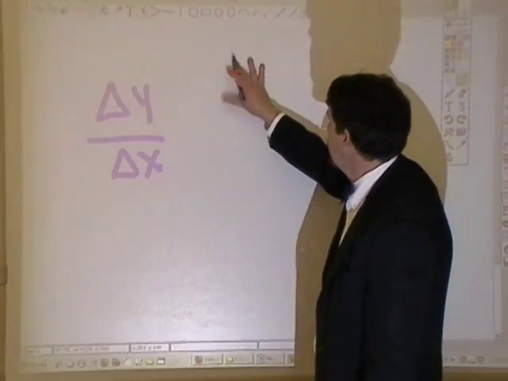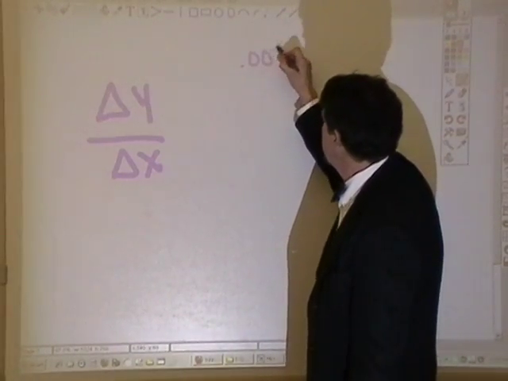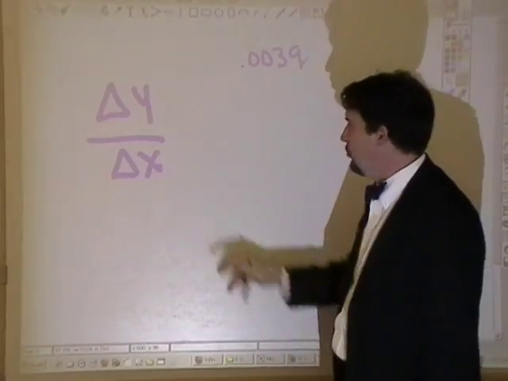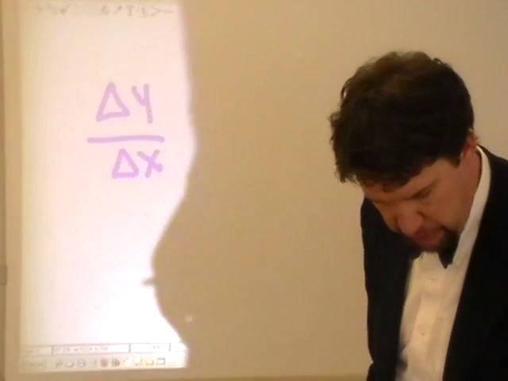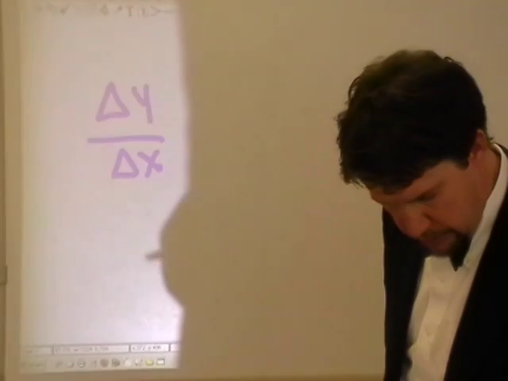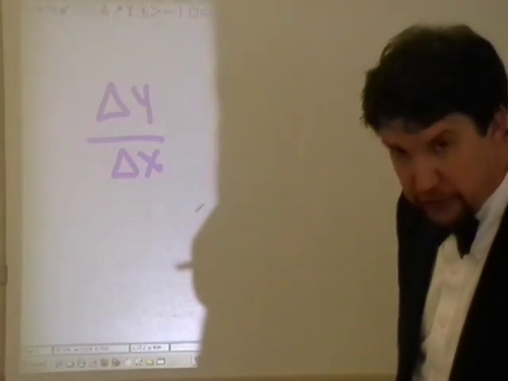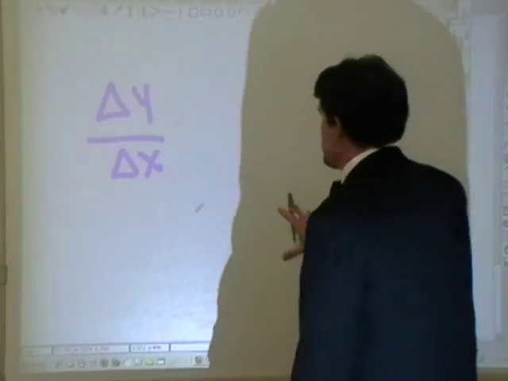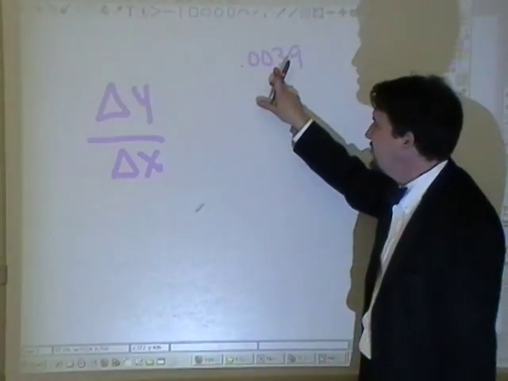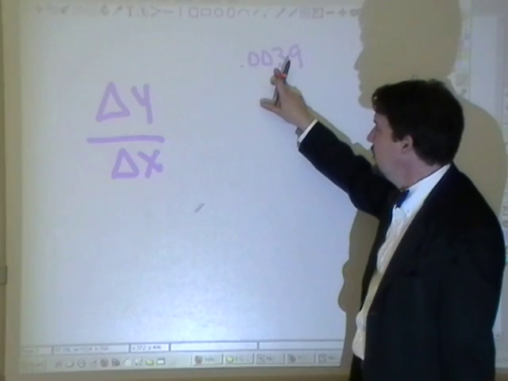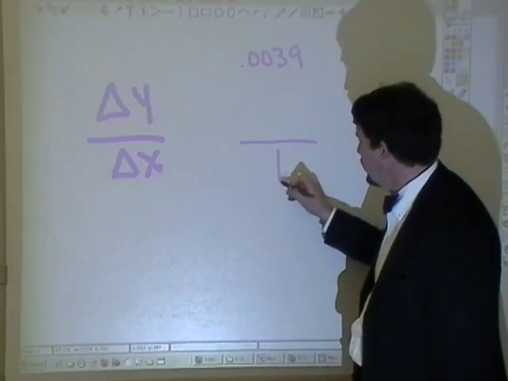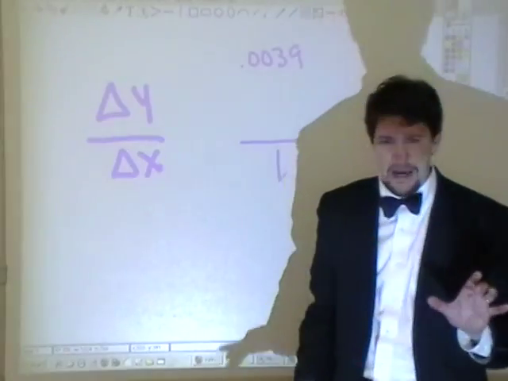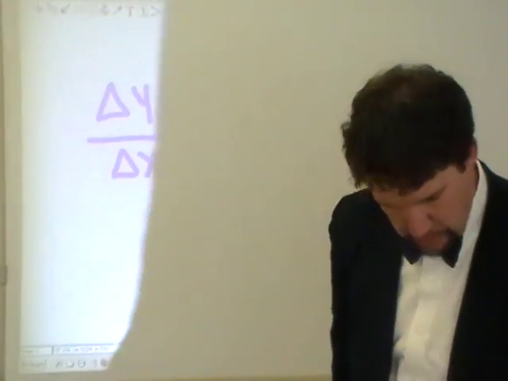Okay, now our slope was 0.0039, but slope is a decimal. Sorry, slope is a fraction. I want to check the time here. Oh, we got 12 seconds to go here. Slope is a fraction. How do I take this and turn it into a fraction? Well, that's really easy. I can take anything and turn it into a fraction by placing it over 1. That actually happens to be how we want to do this.